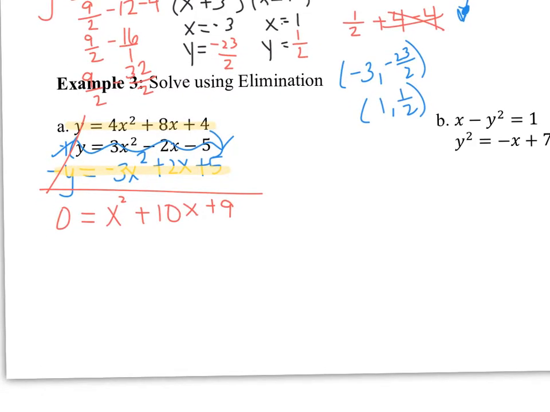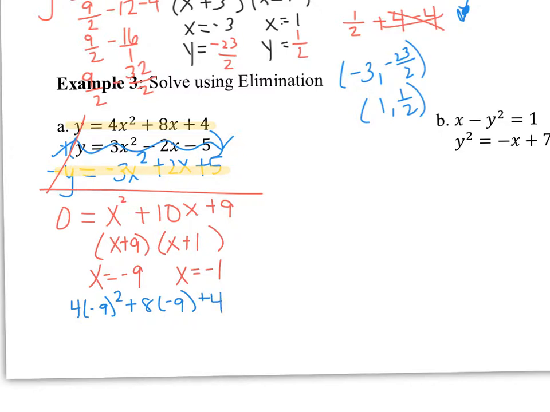So now I'm going to go ahead and I'm going to solve. And how do I solve? I'm going to factor. x plus 9 and x plus 1. So x is negative 9 and x is negative 1. So now I have to go and plug it into any one of the equations to find my y value. So I'm going to do 4 times negative 9 squared plus 8 times negative 9 plus 4. So I have 81 times 4, which is 324 minus 72 plus 4, which is 256. That's y. So my one ordered pair is negative 9, 256.